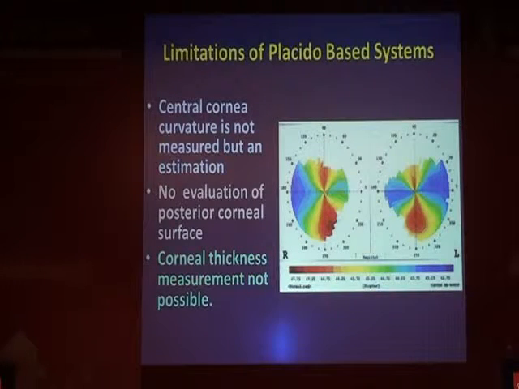It is basically an estimation. And there is no evaluation of the posterior corneal surface on placido-based systems, and also the corneal thickness measurement is not possible, it's not available to us. So once we are using this as a screening tool for refractive surgery, we should always remember that we will have to use corneal thickness from ultrasonic measurement, but that too may not give us the minimum thickness because we may miss the thinnest point.